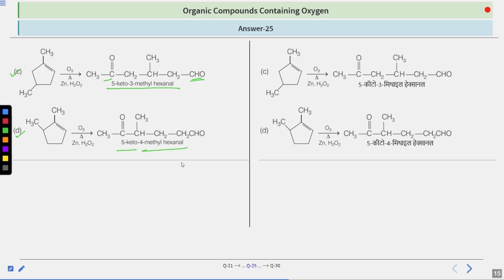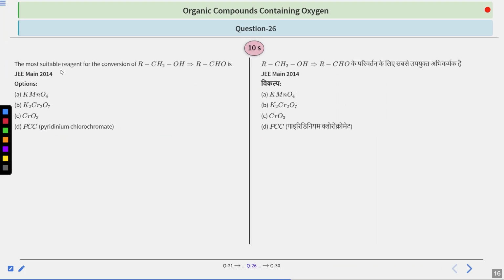Let's move on to the next question. The most suitable reagent for the conversion of RCH2OH to RCHO is, that means alcohol to aldehyde. If you want to convert a primary alcohol to the primary aldehyde, what suitable reagent will you use? This question was in JEE Mains 2014. Options are KMnO4, K2Cr2O7, CrO3, or PCC, pyridinium chlorochromate. You have some time to think about this question. After that, we will see the answer.